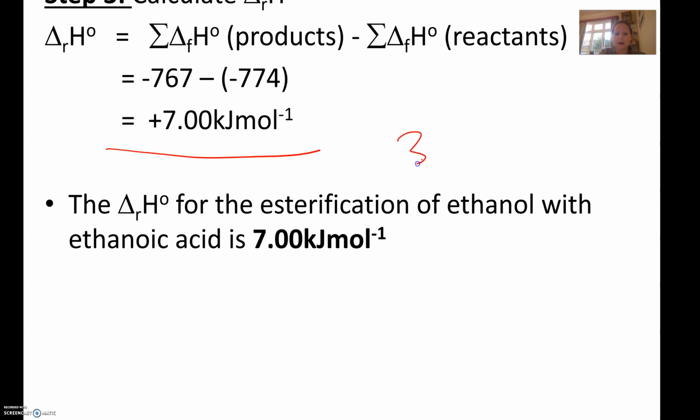Please note your answer must be to 3 significant figures or you will not get excellence. 1 significant figure, 2, 3. Remember, zeros count after a number.